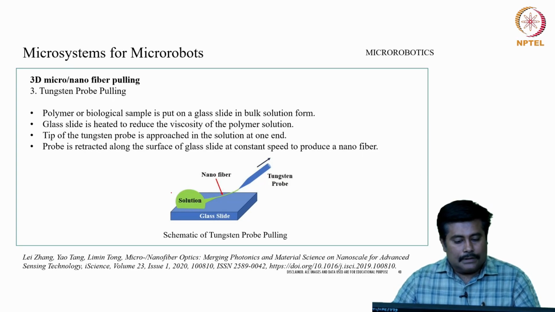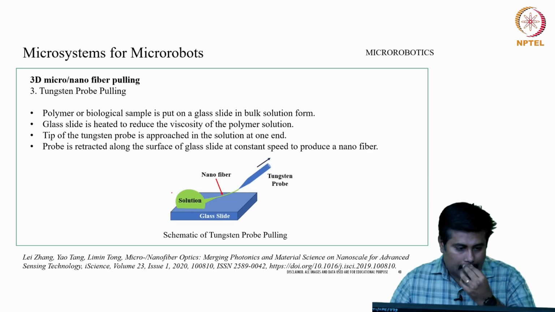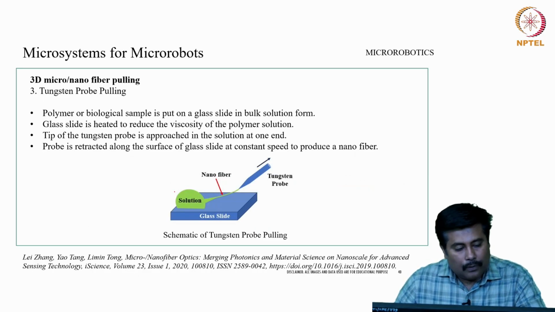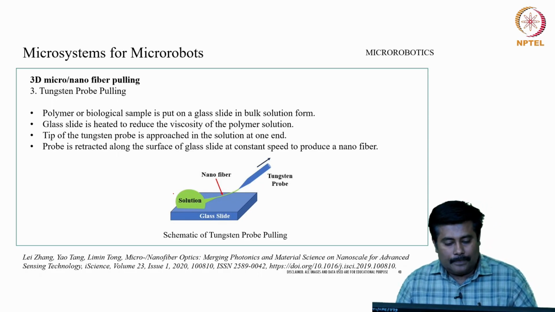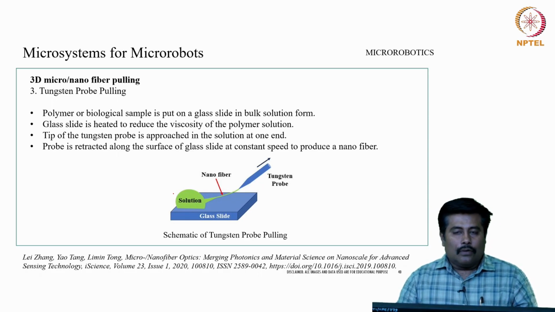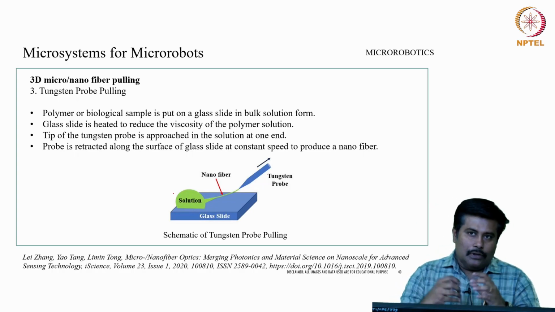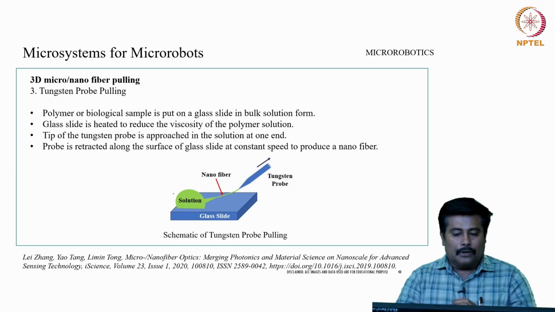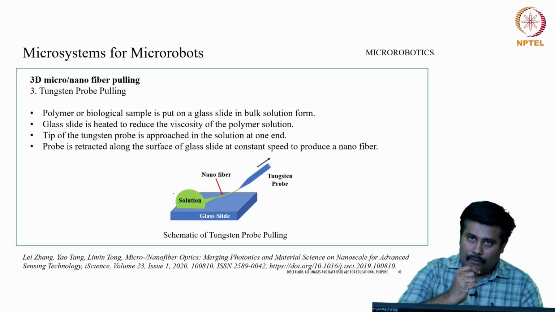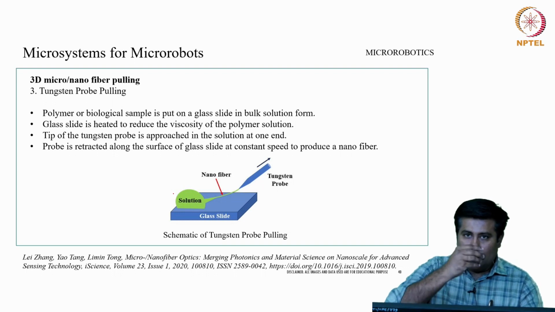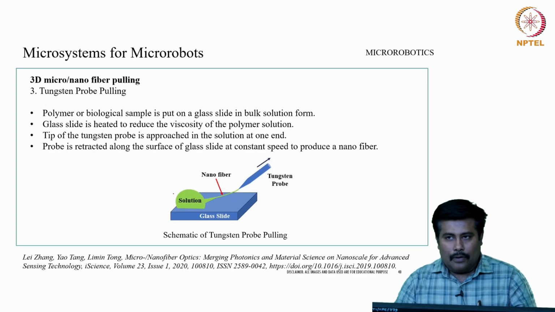Now, let us discuss the next configuration, which is tungsten probe pulling. This is a manipulation process in which a solution phase of the material is taken into consideration. From the solution, you wet a particular tip, and when we manipulate it, we get a thin nanofiber coming out of it.